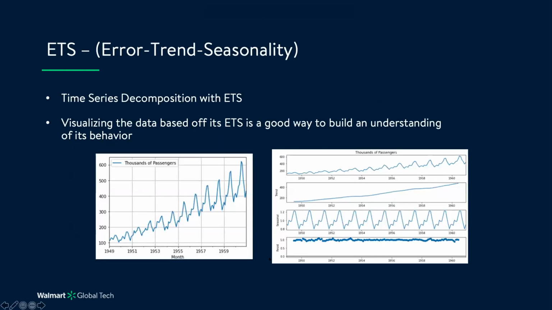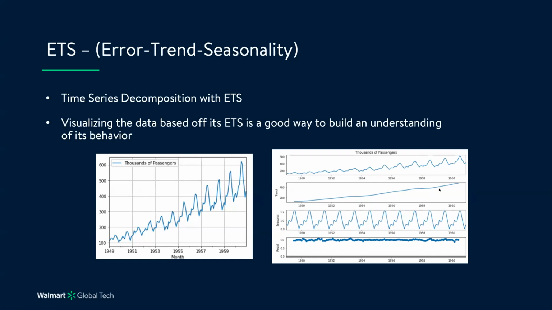Moving forward, this is the first and foremost step for any time series analysis, where you get to see the different ETS decompositions of a single time series distribution. Error, trend, and seasonality decomposition is very important for understanding what the data looks like.